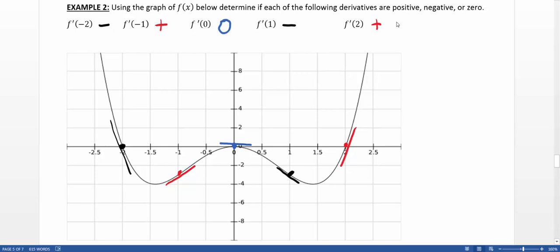Getting really good at determining whether the derivative is positive, negative, or 0 will lay a really solid foundation for the rest of this chapter and for the rest of this course. So if this is something that you're not comfortable with yet, I encourage you to practice this quite a bit, because if you can get this part down really well, it'll really help you in the future.